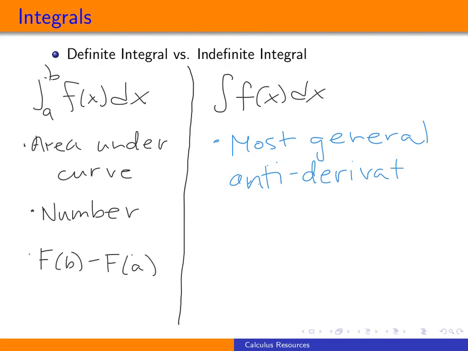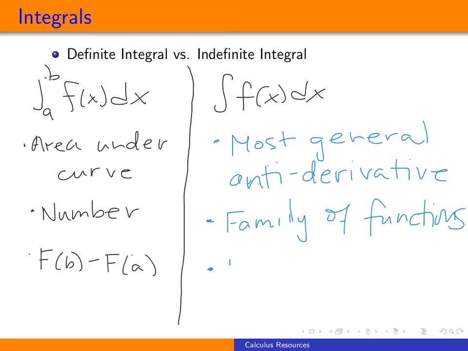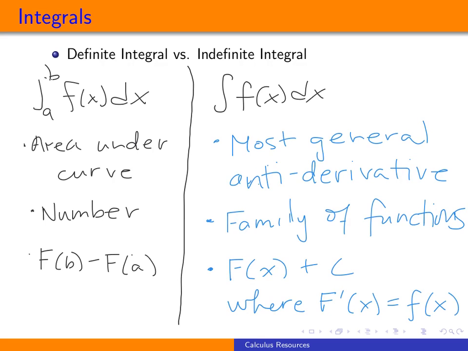So it's no longer a number. Instead, it's a family of functions. Right? Those functions, which are all the possible antiderivatives. So for here, what that looks like is capital F of x plus c, right? Where capital F is any antiderivative. So capital F prime of x equals f of x. And then we add that plus c for the constant.